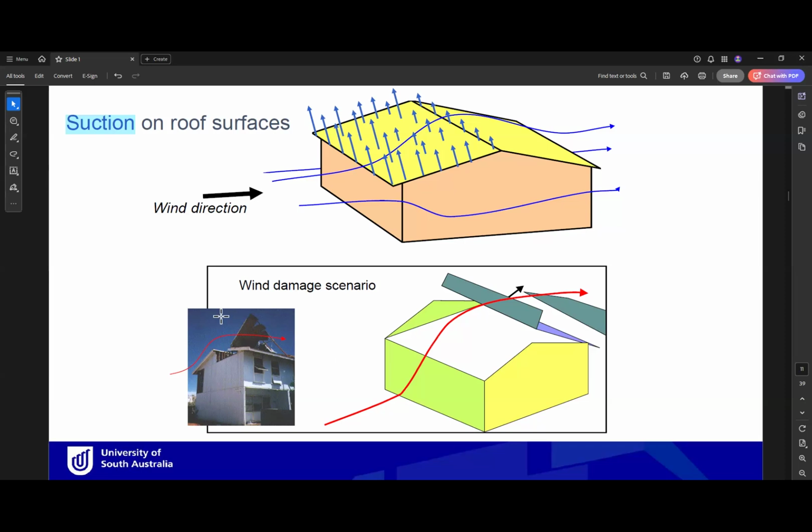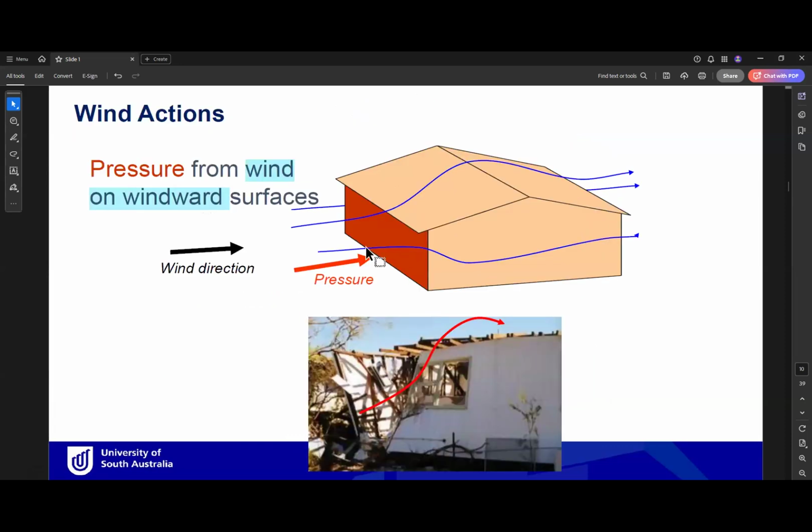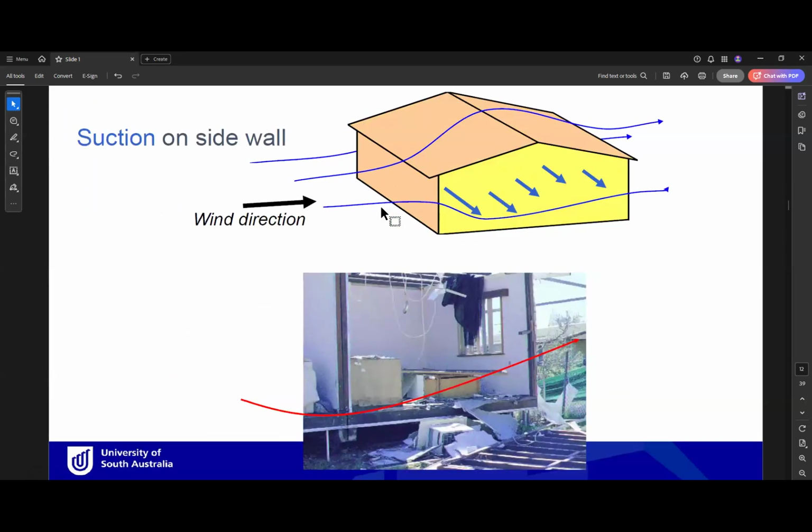And here, as you can see, we have an example of a roof that was taken out due to wind. And here is also a scenario of how the roof came out into the air or moved away from the building due to the suction on the roof. So now we have pressure on the windward, suction on the roof.